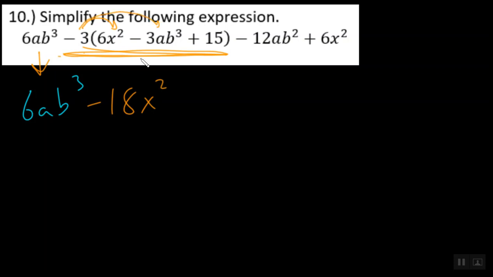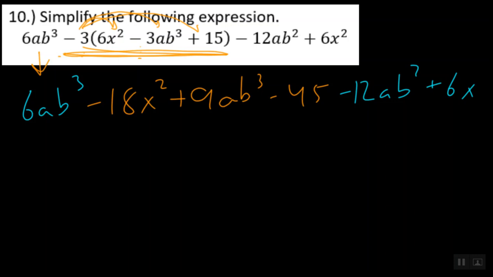Negative 3 times negative 3, negative times a negative is a positive, and 3 times 3 is 9. And of course we'll have ab, what's this 3? What do we call it? ab cubed. And then of course negative 3 times 15 will be negative 45. Okay, now I of course just dropped my negative 12ab squared and my plus 6x squared.